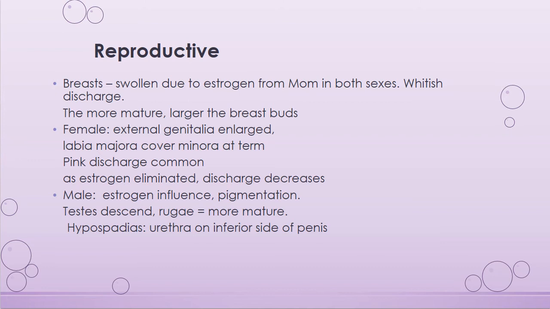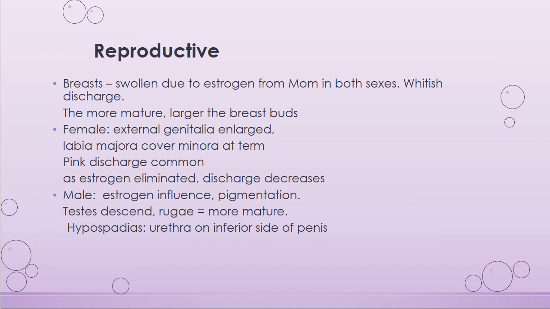With the female, the external genitalia is enlarged. Labia majora is covering the minora at term. It's not uncommon for them to have some pink discharge because it's estrogen related, and it's eliminated, and then it decreases. With male estrogen influence, they're going to have some pigmentation.